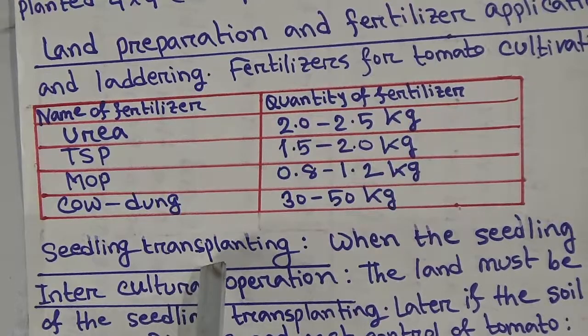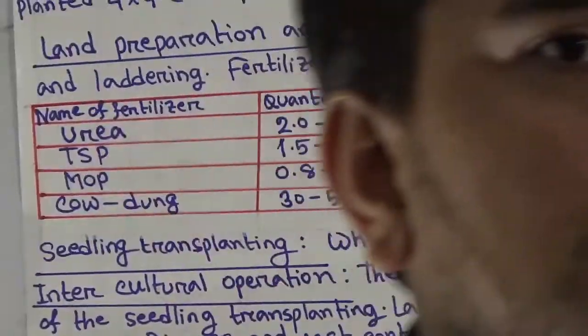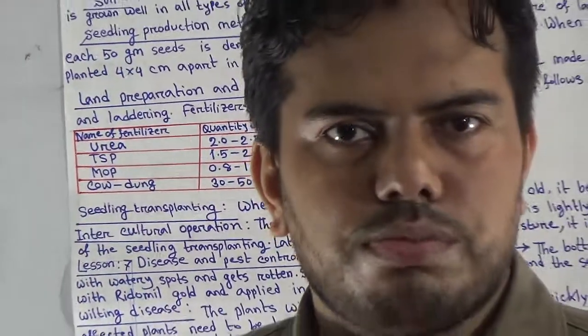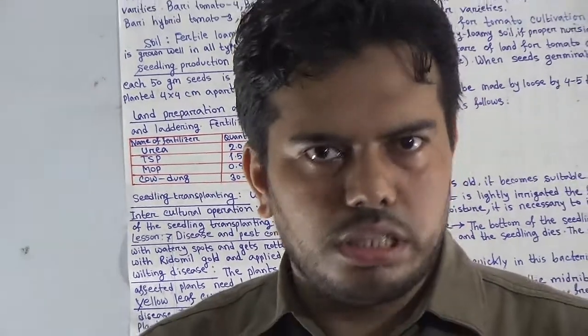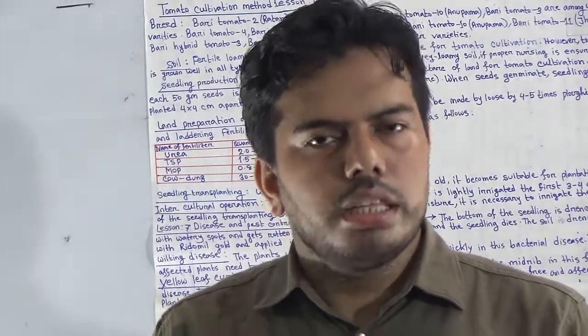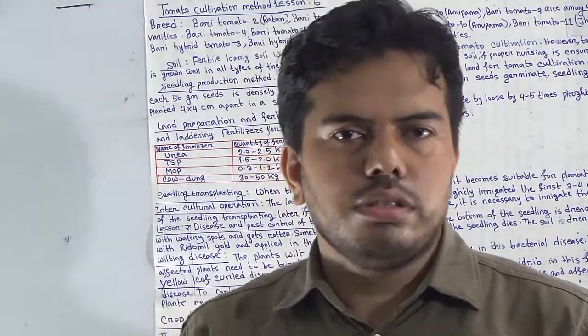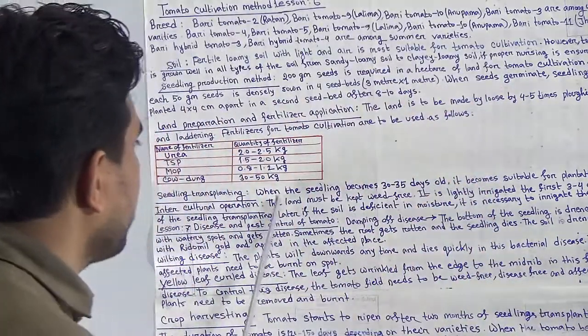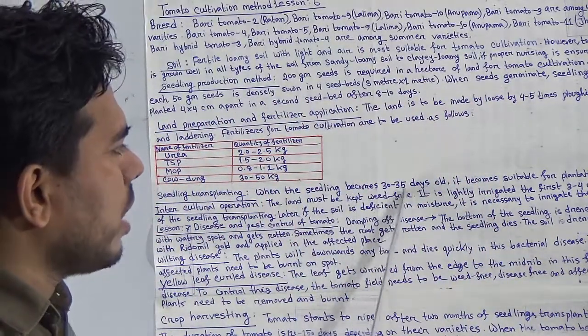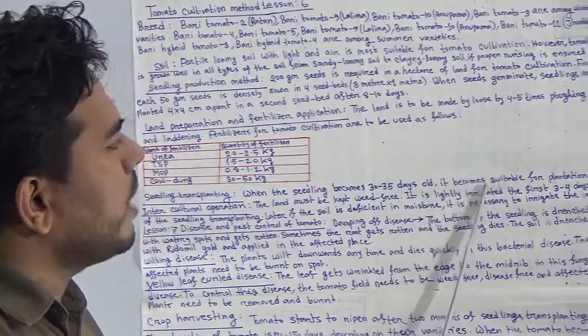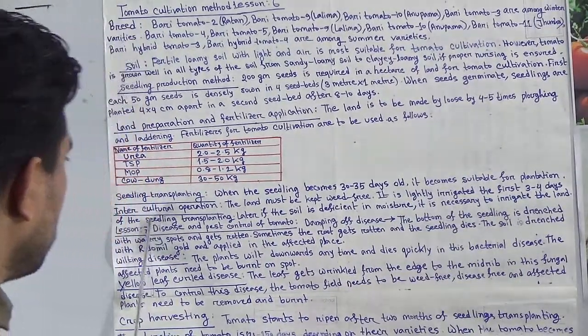Now seedling transplanting. When the seedlings grow into 30 to 35 days, when it passes 30 to 35 days, then it can be suitable for your plantation. When the seedling becomes 30 to 35 days old, it becomes suitable for plantation.